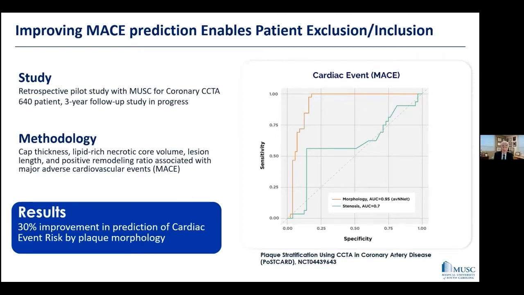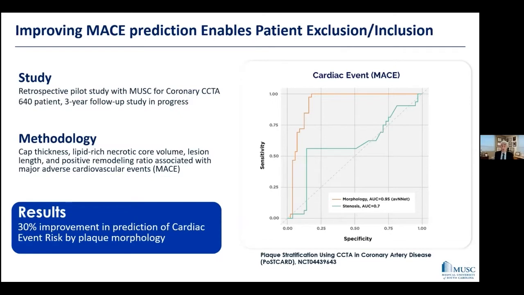They looked at cap thickness. They looked at lipid-rich necrotic core volume, lesion length, and positive remodeling ratio, and looked for the association of these endpoints with major adverse cardiovascular events, or MACE. You can see in the slide, the green is how well stenosis performed to predict MACE events.